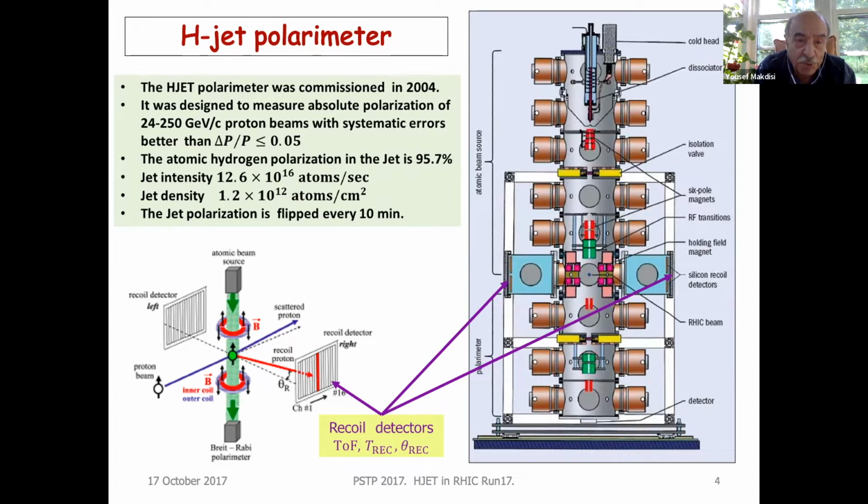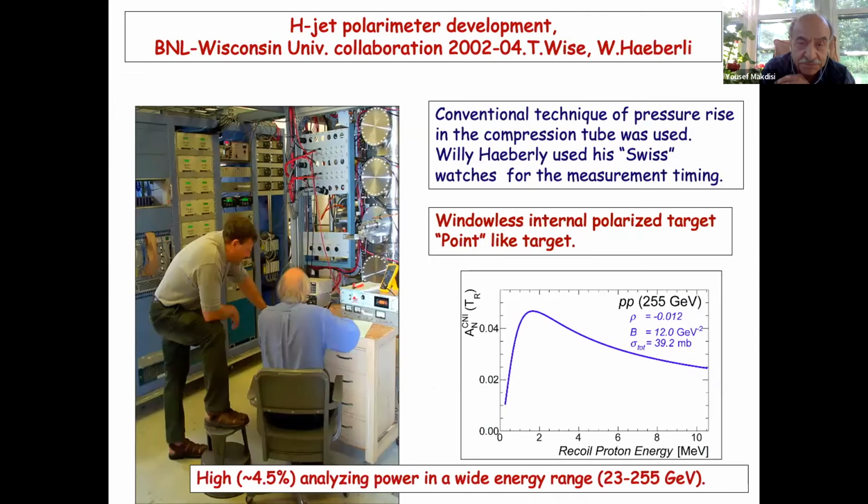The density was 1.2 times 10 to the 12. The polarization was flipped using the strong and weak field resonances every 10 minutes. And basically you see the picture for the recoil targets. Actually, these were silicon detectors a little over a meter away from the collision point.